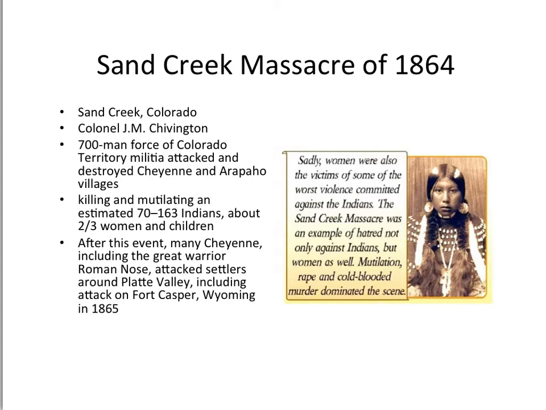Colonel J.M. Chivington took a 700-man force to Colorado Territory. They attacked some of the Cheyenne and Arapaho villages, killed and mutilated an estimated 70 to 163 Indians, about two-thirds of which were women and children. After the event, many Cheyenne, including the great warrior Roman Nose, attacked settlers around the Platte Valley, including attacks on Fort Caspar, Wyoming in 1865. So a lot of responses back.